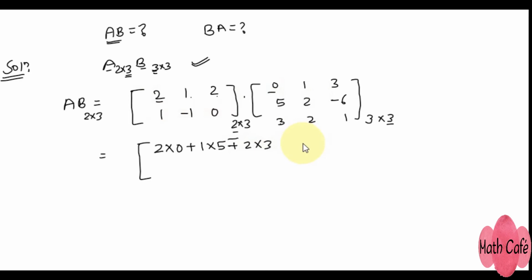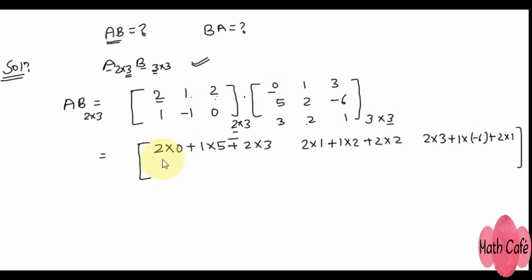So there will be 2 multiplied by 1 plus 1 multiplied by 2 plus 2 multiplied by 2. And the third element, we will multiply row 1 by column 3. So we will get 2 multiplied by 3 plus 1 multiplied by minus 6 plus 2 multiplied by 1. Alright.